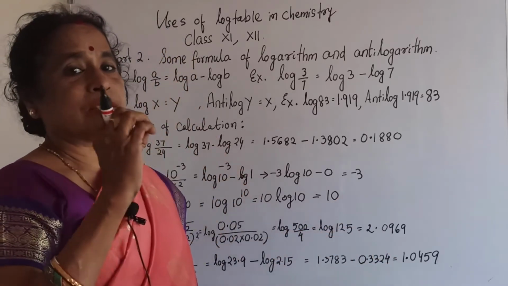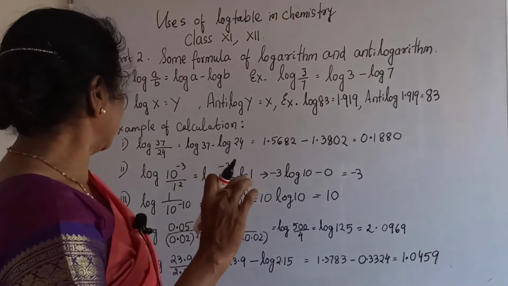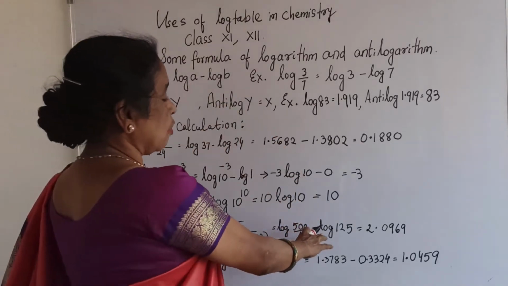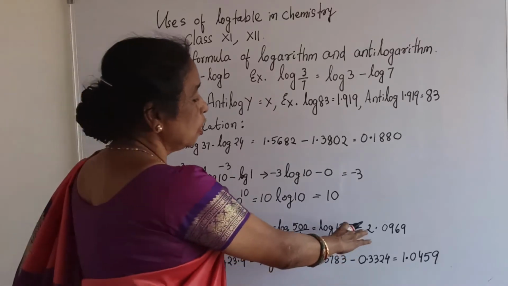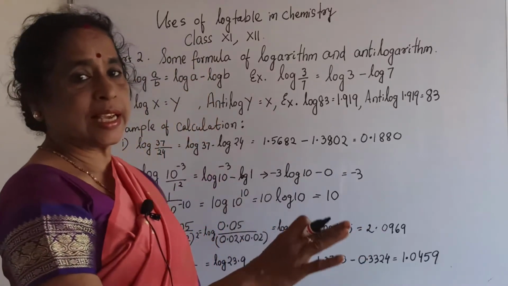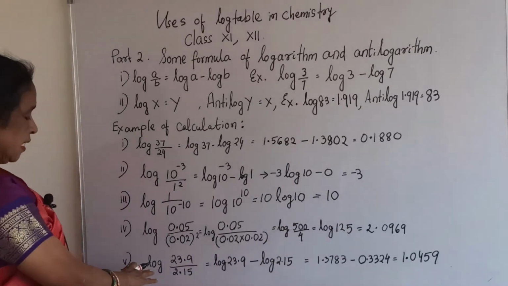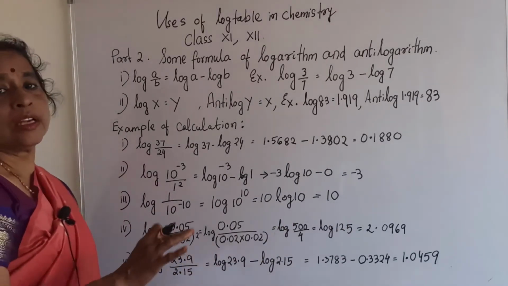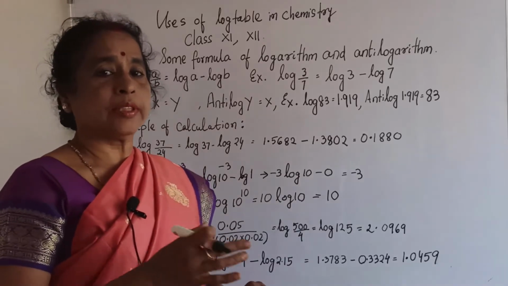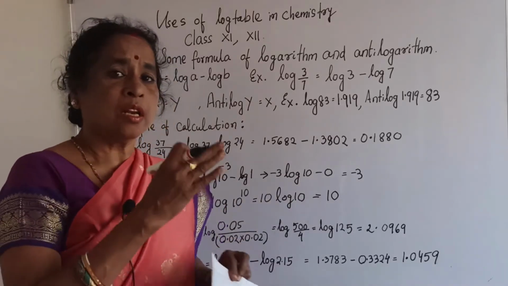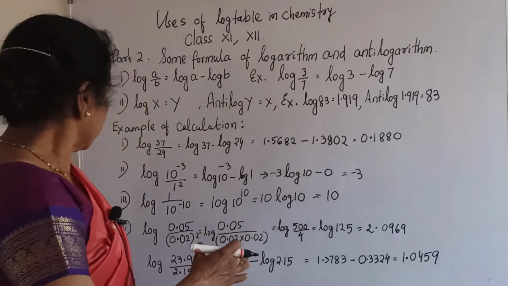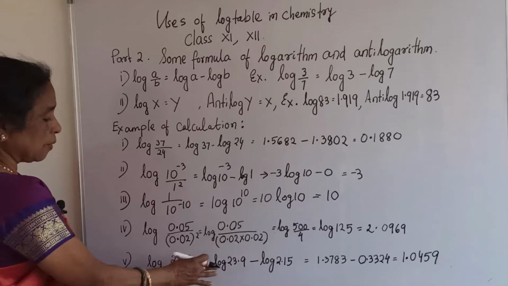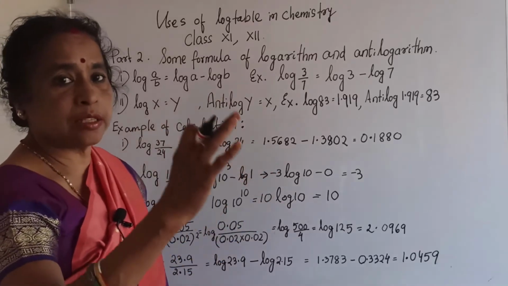So now it is a very simple calculation, you only divide, and lastly you will get log 125, which comes to 2.0969. The next is log 23.9 divided by 2.15. This is also the same formula, it follows log A by B. So log 23.9 by 2.15, so log A minus log B.